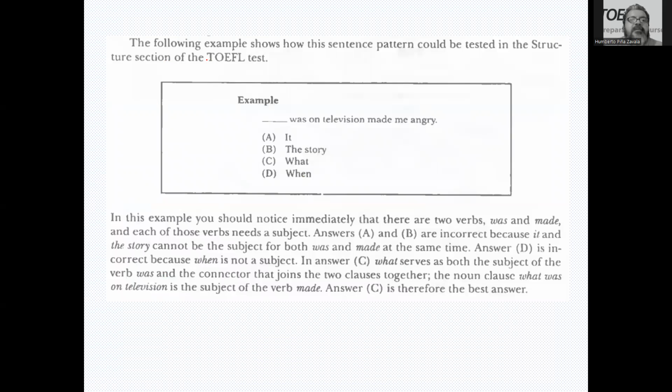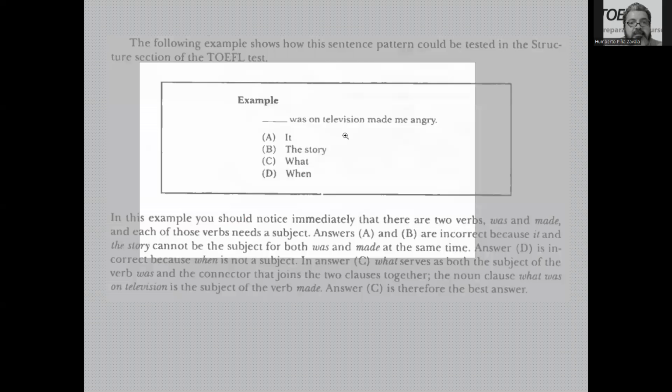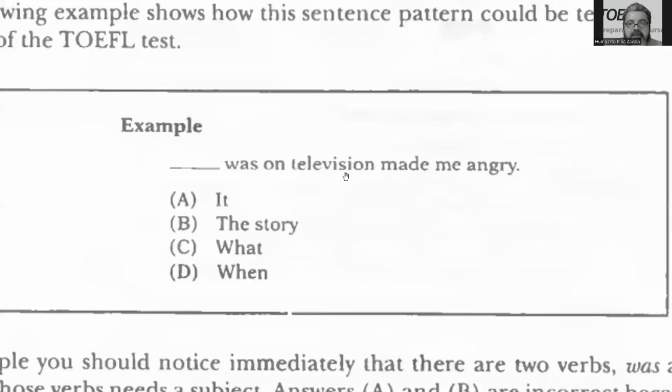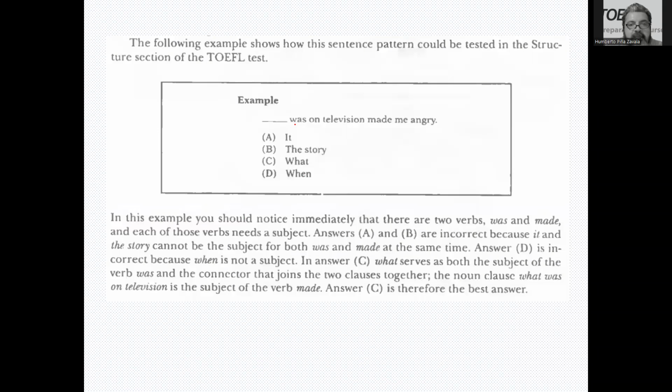Now, here we have an example of how this sentence pattern could be tested in the structure section of the test. Example here: what was on television made me angry. So again, we got was, verb, made, verb. The whole thing is the subject for the verb made, that's the noun clause.